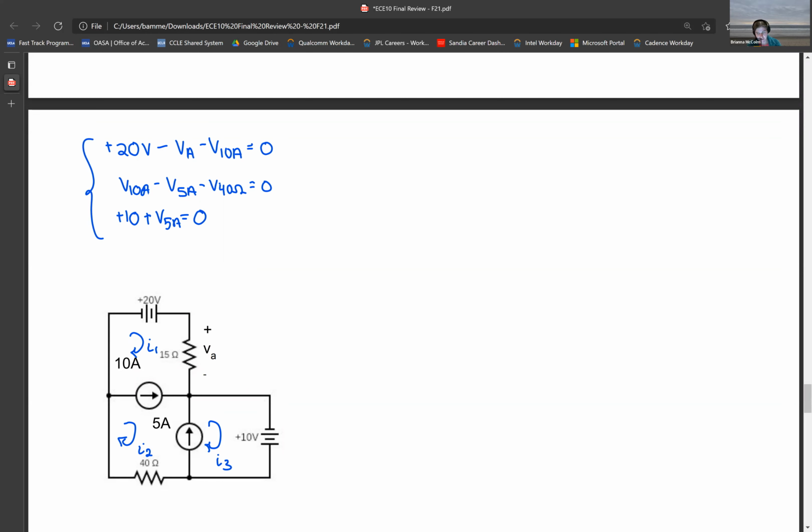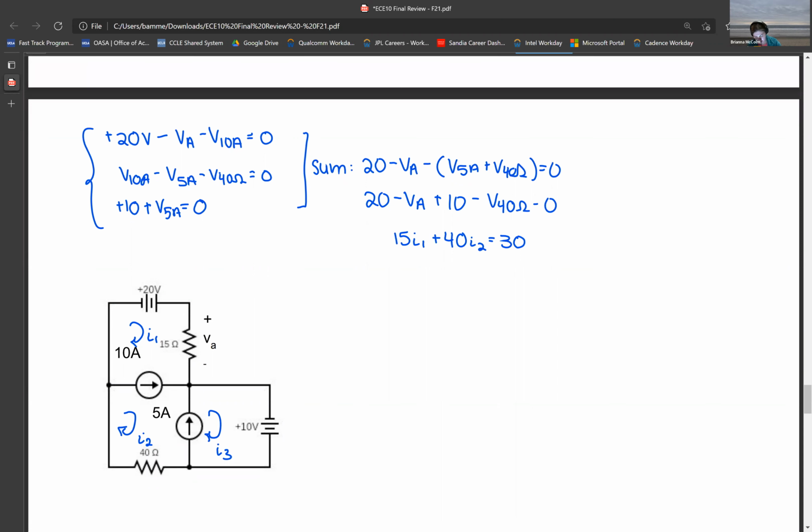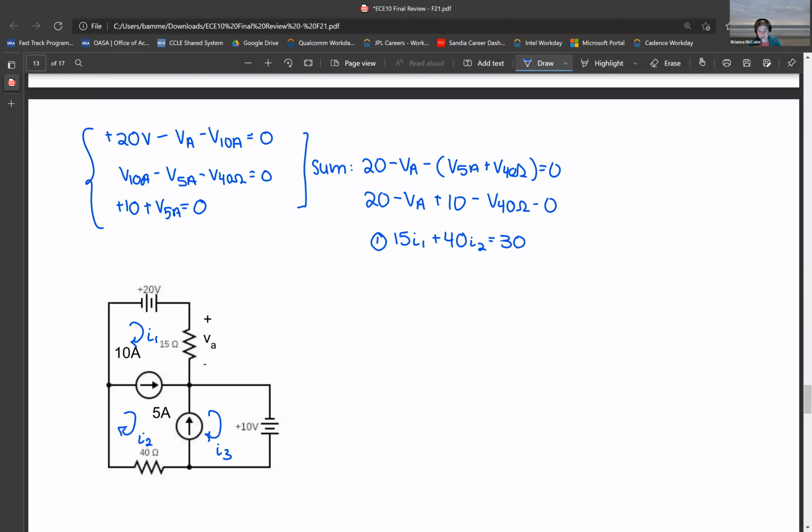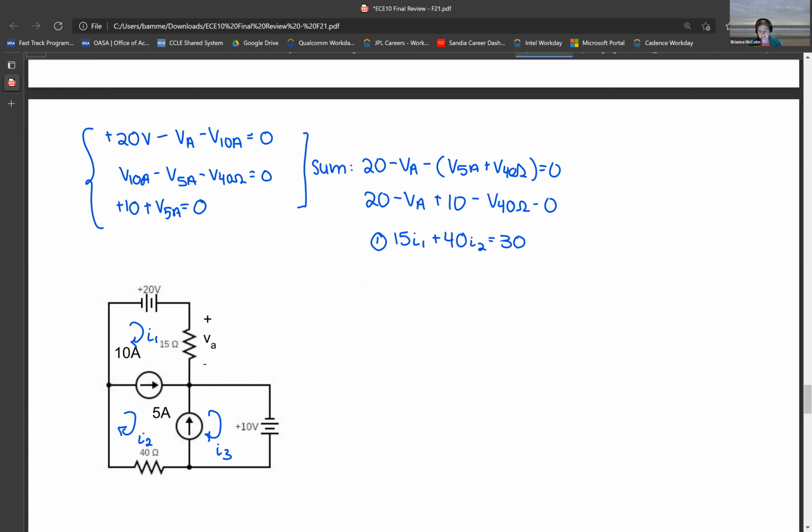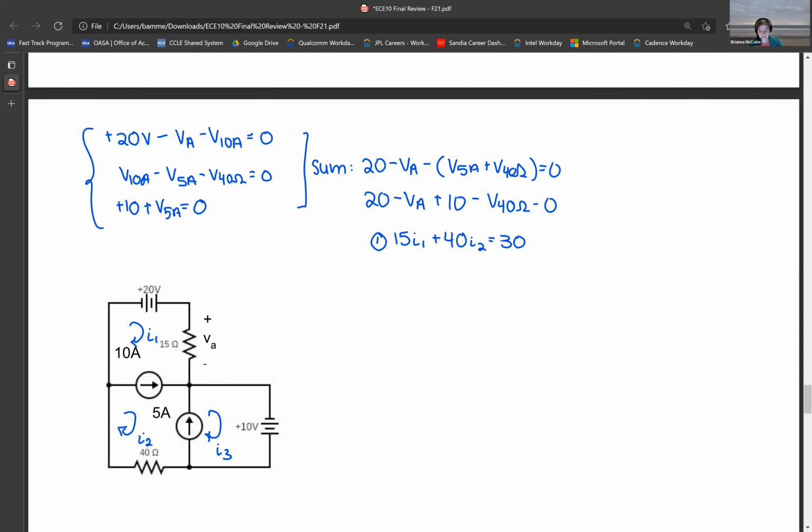And then finally plugging in some known values for the resistors and writing things in terms of the mesh currents that we've defined, we can come up with this following equation here. And so now we're going to be trying to find a relationship between I1 and I2 that will enable us to substitute for one of these variables and solve this equation.